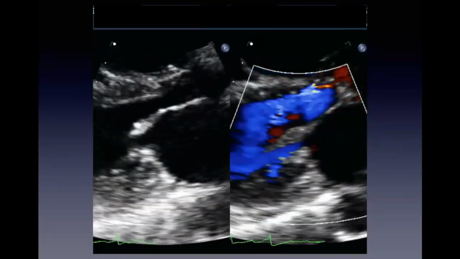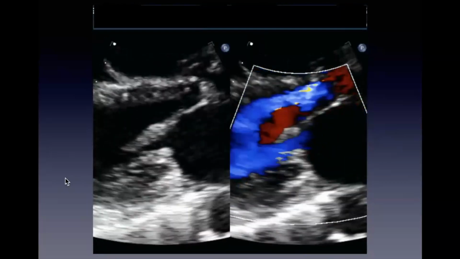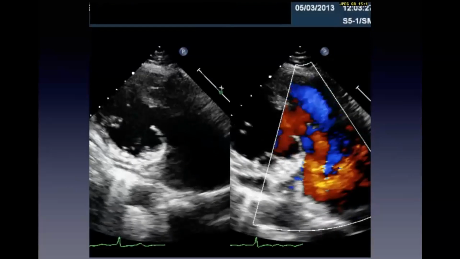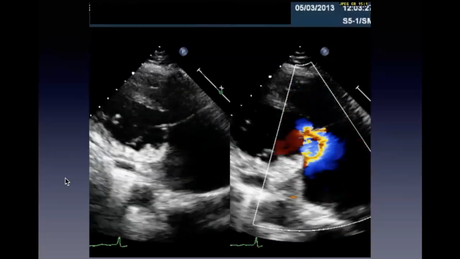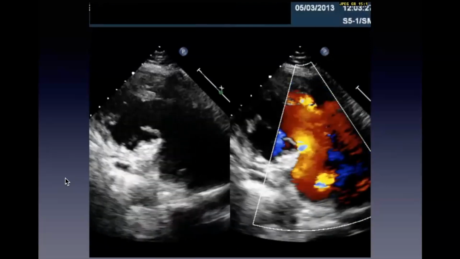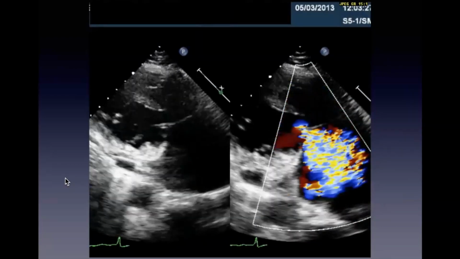Zoom view of the mitral valve, color compare. There's a tricuspid valve. Mildly thickened. There's a bit of restriction. There's no diastolic doming. I suspect there's probably a degree of rheumatic involvement given the rheumatic mitral valve as well. And there's a degree of mild coaptation.